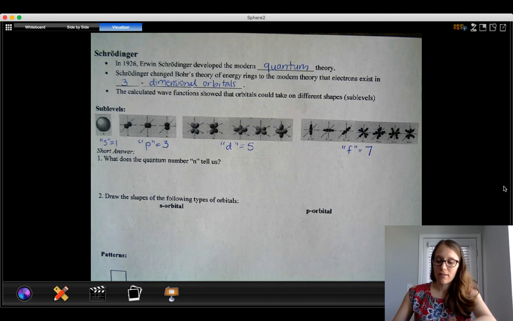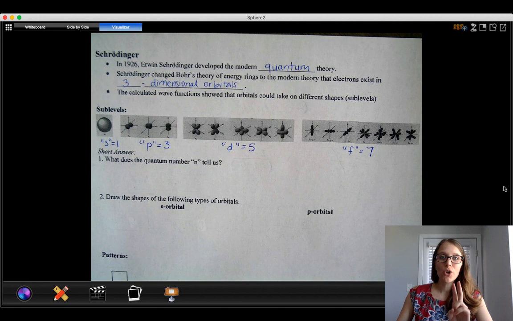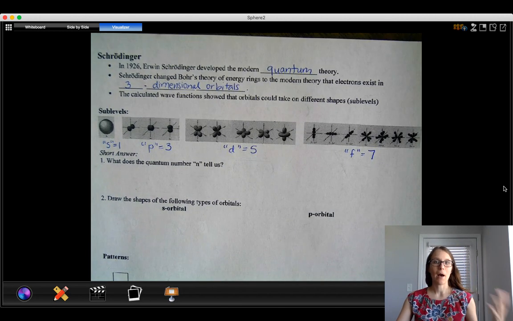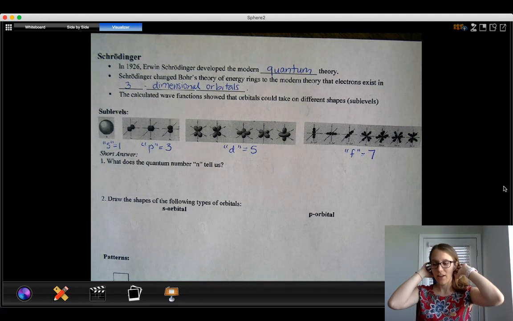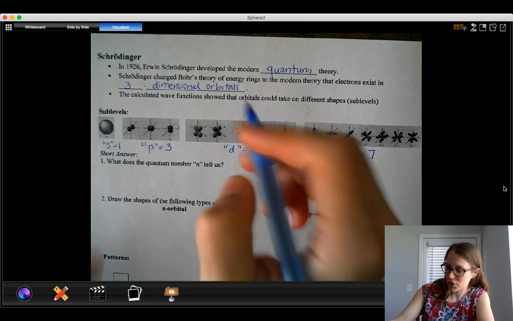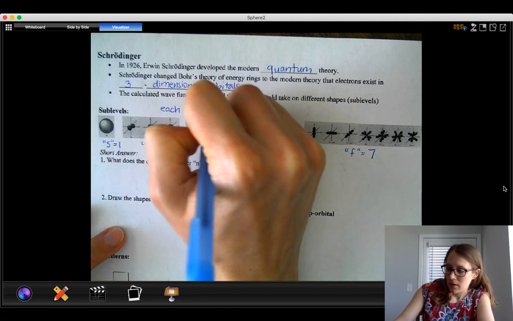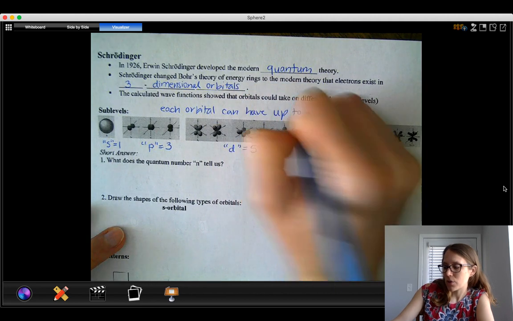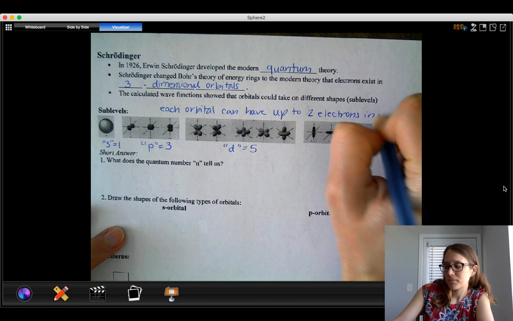Within each of these orbitals that we see drawn on here, it is possible for 2 electrons to live in that same orbital. So kind of picture this as being like a bedroom, and maybe 2 people can live in one bedroom in your house. So that's kind of the maximum that one orbital will allow. So each orbital can have up to 2 electrons in it.